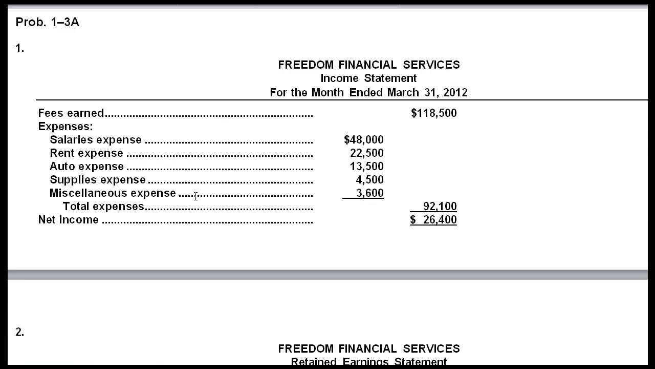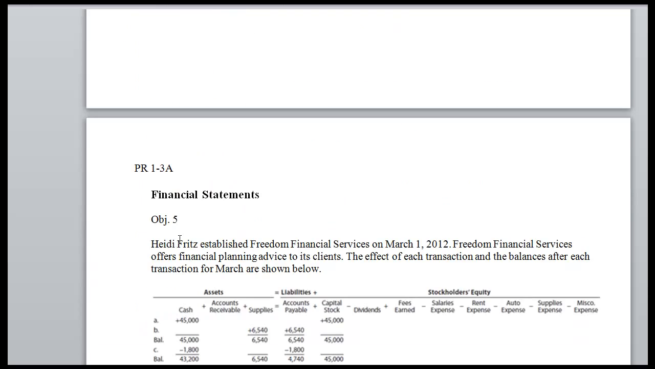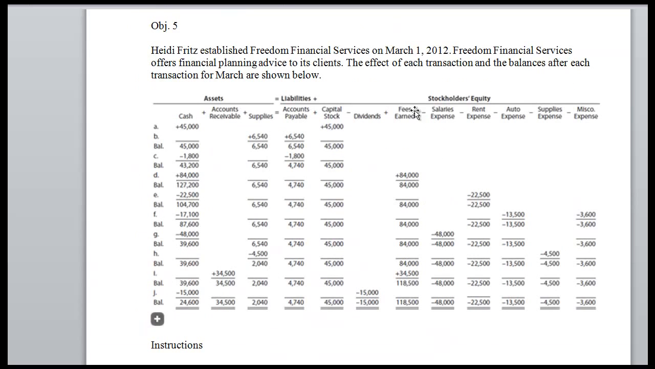Okay, so we're given some information, and pull up that Word document and you'll see we're given a lot of information here. Have cash, accounts receivable, supplies, accounts payable, capital stock, dividends, fees earned, salary expense, rent expense, auto expense, supplies expense, and miscellaneous expense. Okay, problem 1.3a. So we're given all these balances. Let's see if I can pull it up for you. Let's go down here. 1.3a. Okay, so this is what the problem that we're going to take a look at looks like.